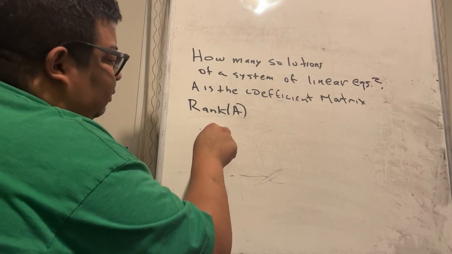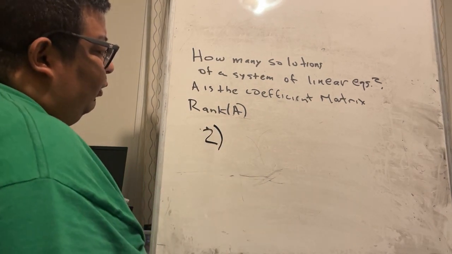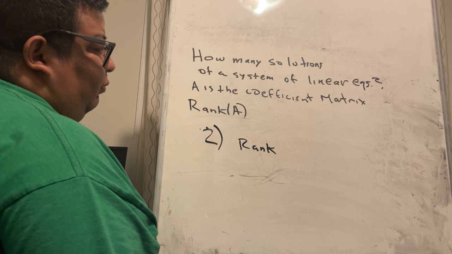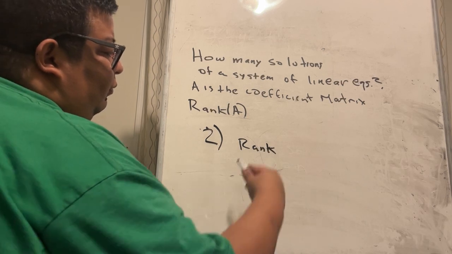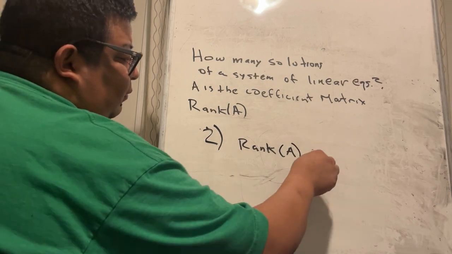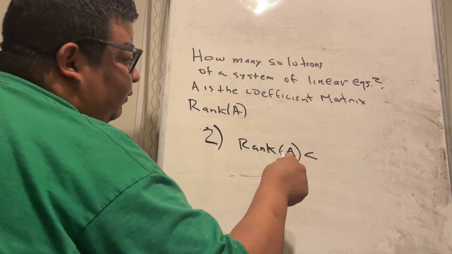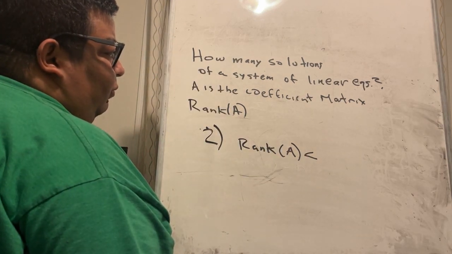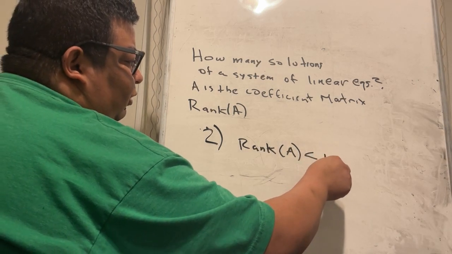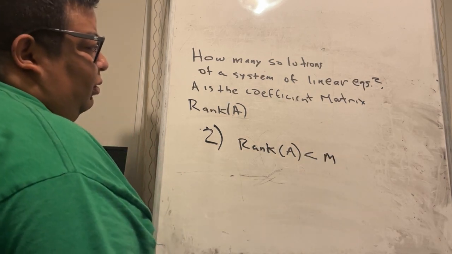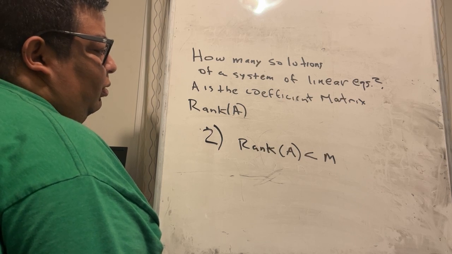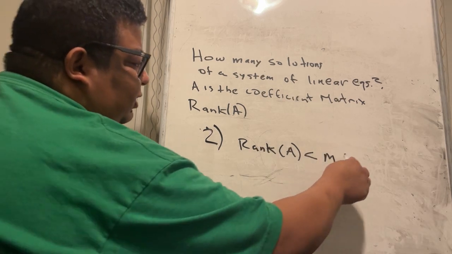Number 2, if rank of A is less than M, okay, M represents the number of columns.